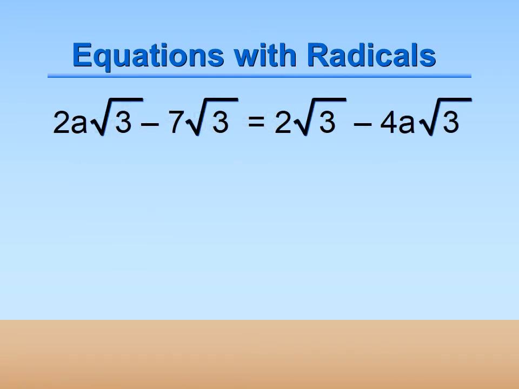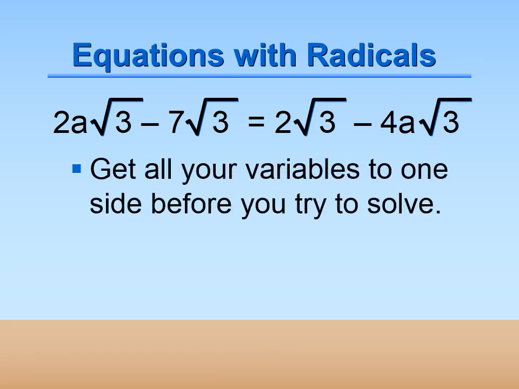And like in this case, you notice how there's an a on this side and an a on that side. That doesn't work either. You have to get all your variables to one side before you try to solve, just like when you were solving in Algebra 1. You wanted all your variables on the same side.